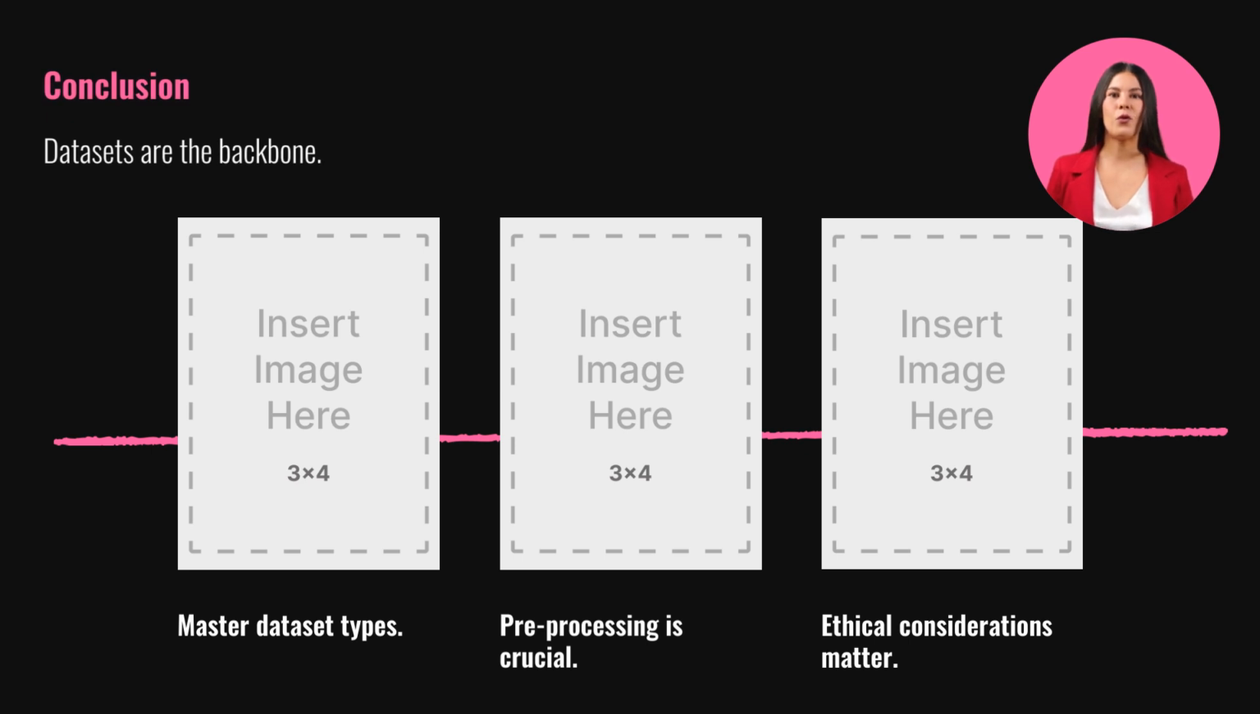Datasets are the backbone of successful machine learning projects. Mastering dataset types, preprocessing, and ethical considerations is crucial. Accessing diverse datasets from reliable sources like Kaggle and University of California, Irvine enhances model accuracy. Remember, ethical data use is paramount for responsible artificial intelligence development.